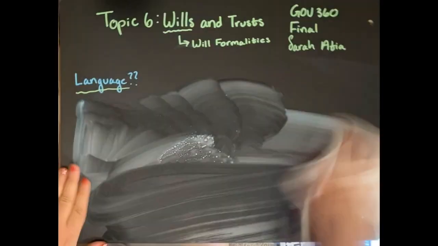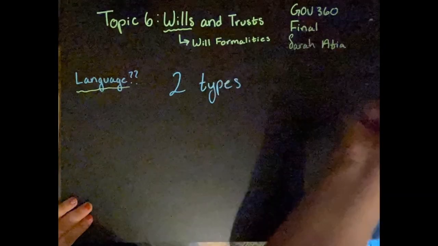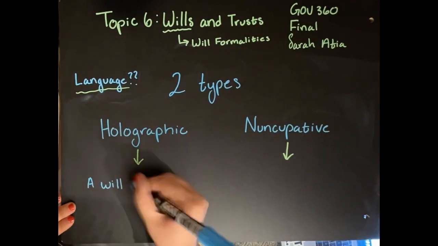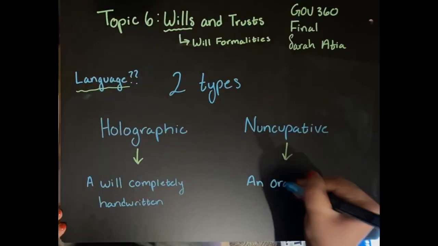There are two types of wills that you will need to know. There is holographic and nuncupative. A holographic will is one that is completely handwritten, and a nuncupative is an oral will.